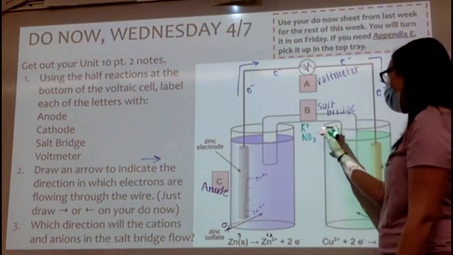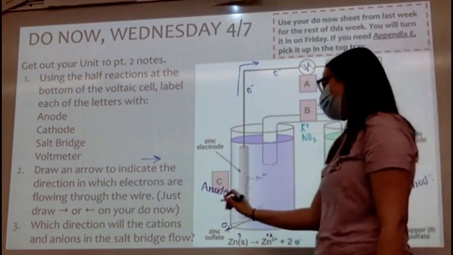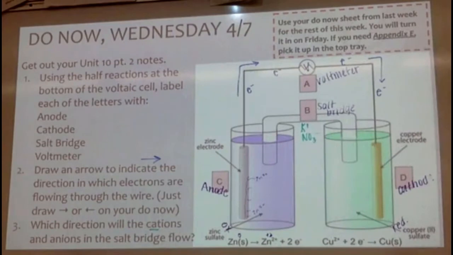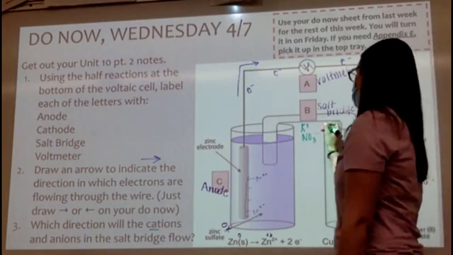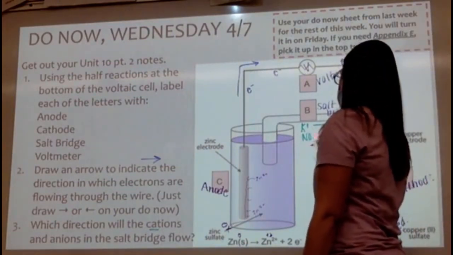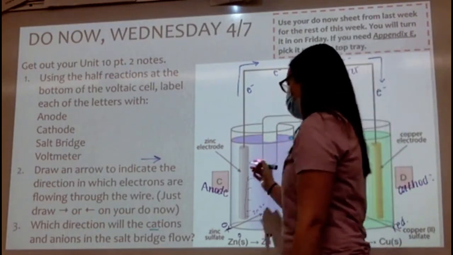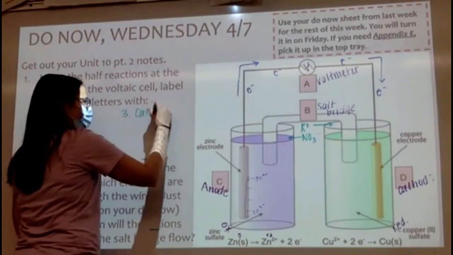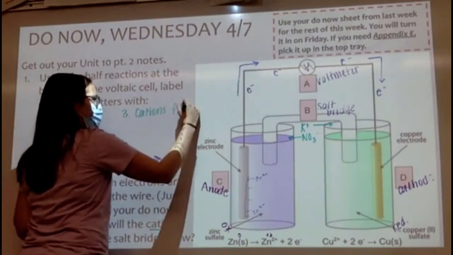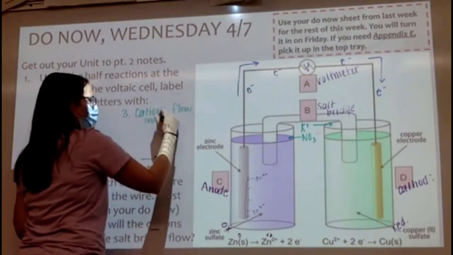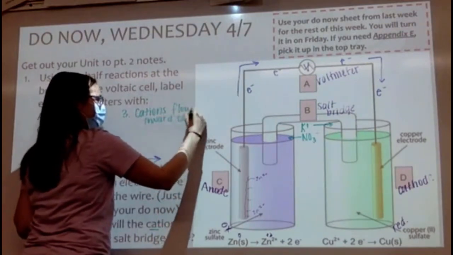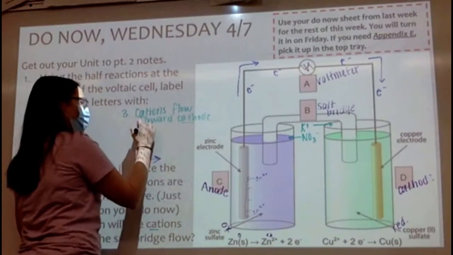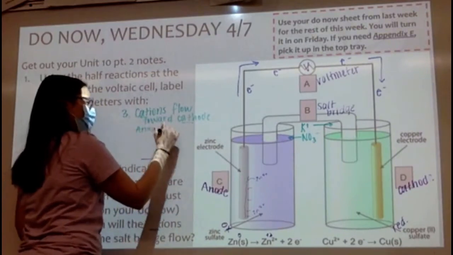So remember that cations go toward the cathode, anions go toward the anode. So K plus. And if you want to just write this for number 3, you can write cations flow toward cathode. Okay, so cations to cathode, anions to anode.